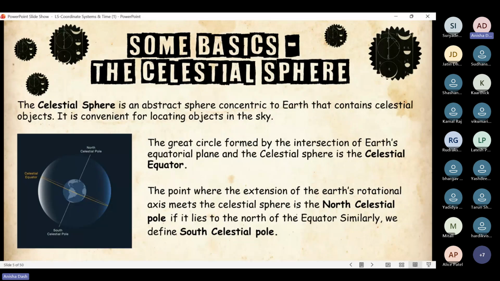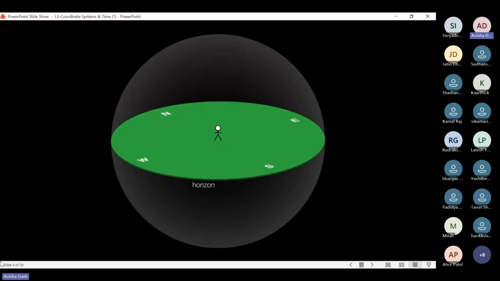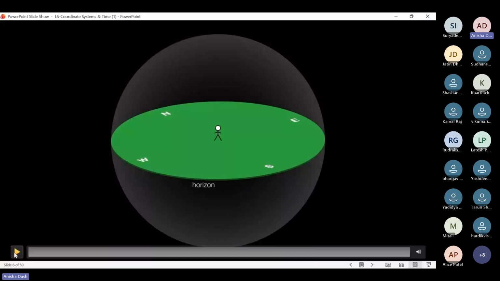There are a few properties that the sphere has. The circle where the Earth's equatorial plane intersects the celestial sphere is known as the celestial equator. Similarly, the points where Earth's rotational axis intersects the celestial sphere are known as the North Celestial Pole and the South Celestial Pole. Now, I'll be playing this small clip to help you understand the gist of a celestial sphere.